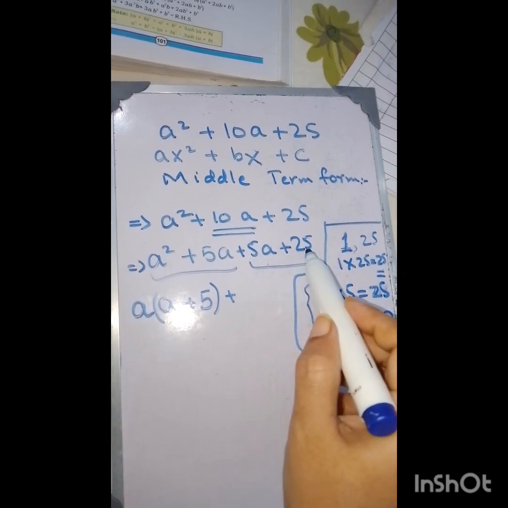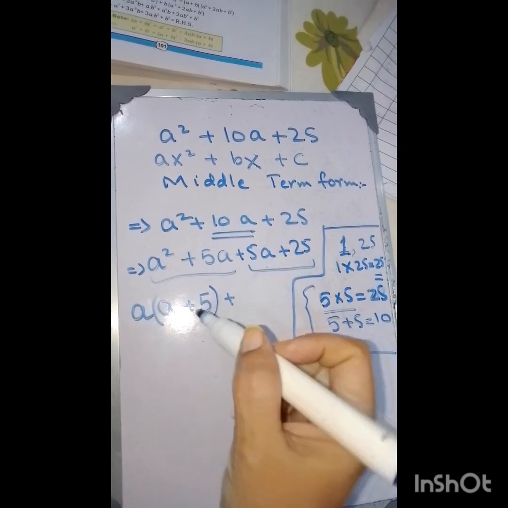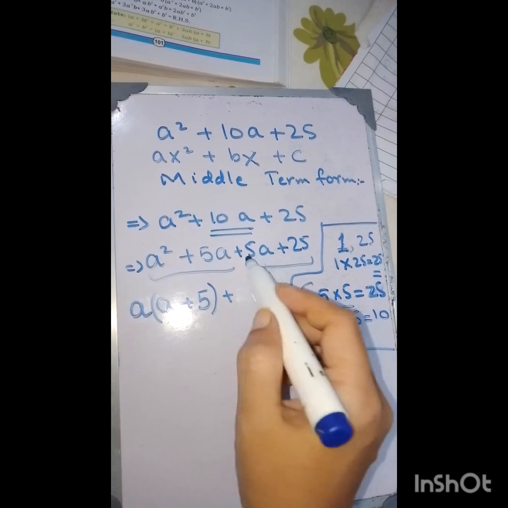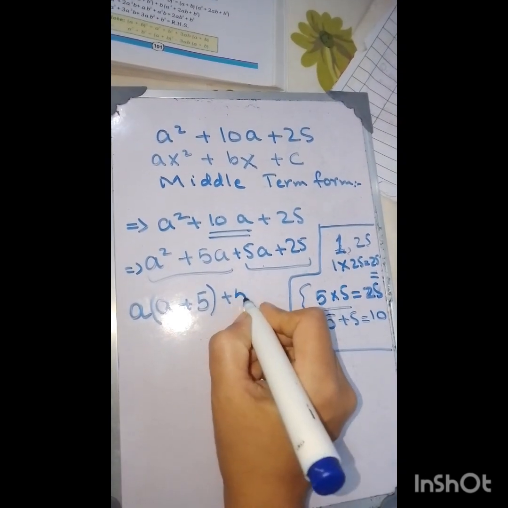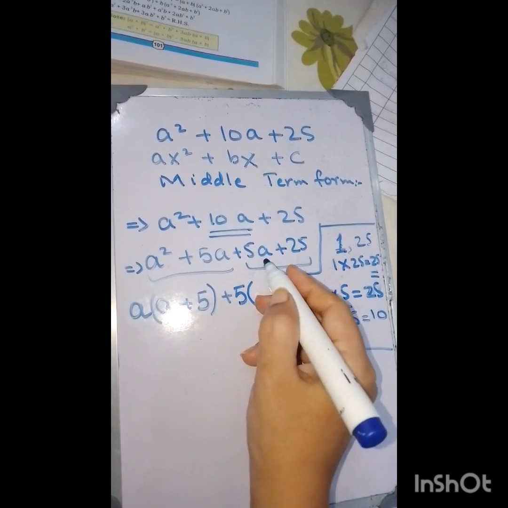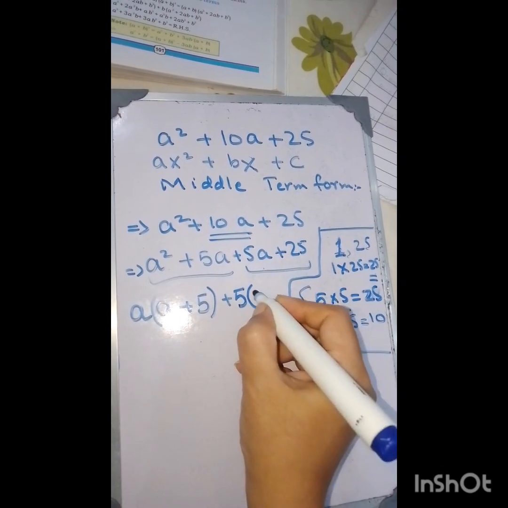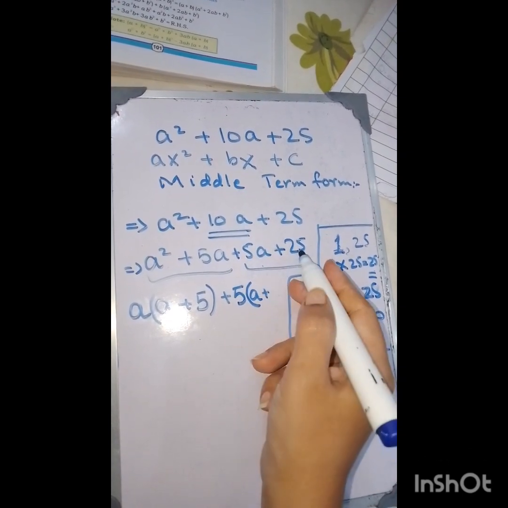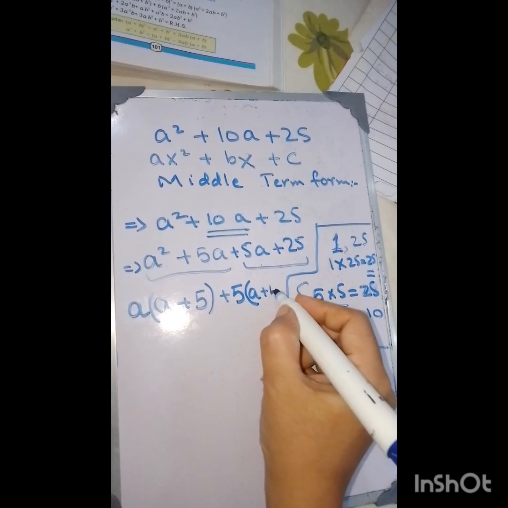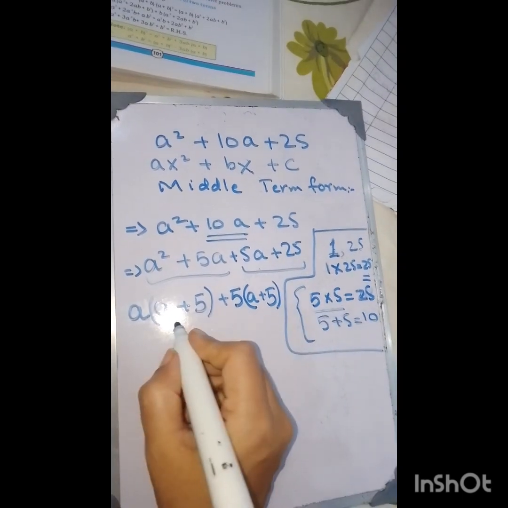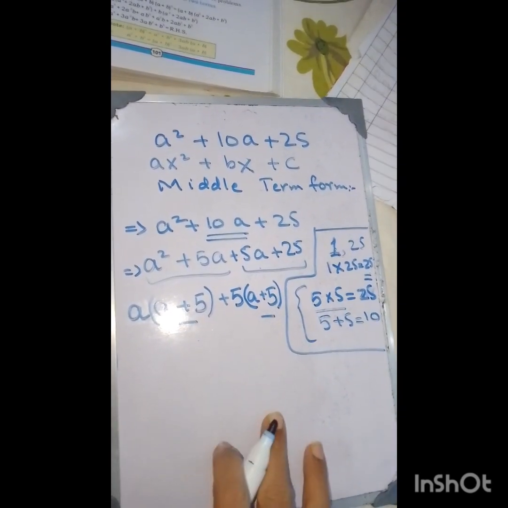5 and 25 come in the same timetable. So 25 and 5 is the factor of 25. So we will write 5 out, and if we divide the whole term by 5, I will get only a. If I divide 25 by 5, I will get 5. Okay, I got these two roots the same.